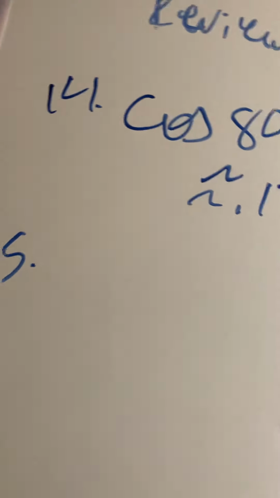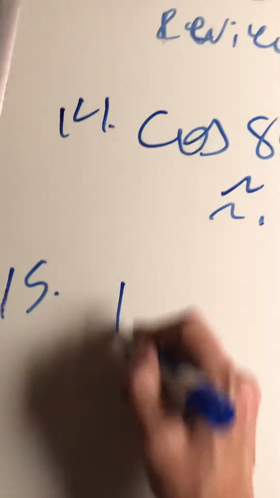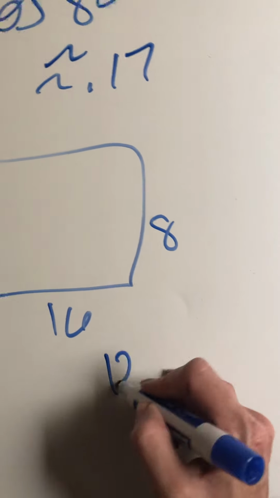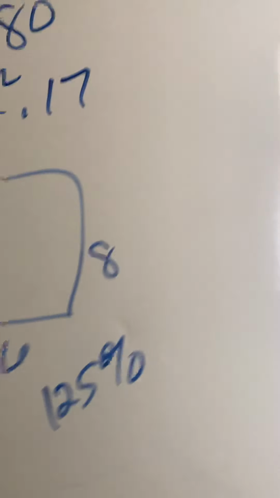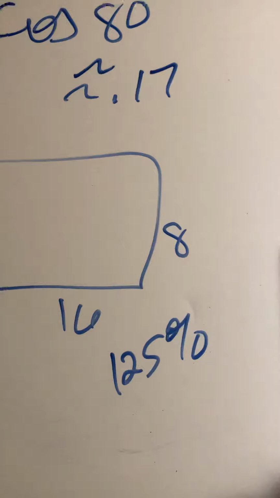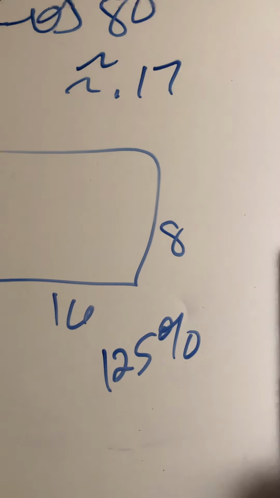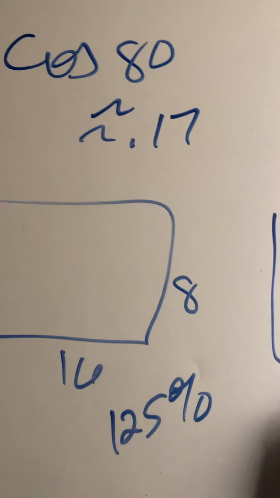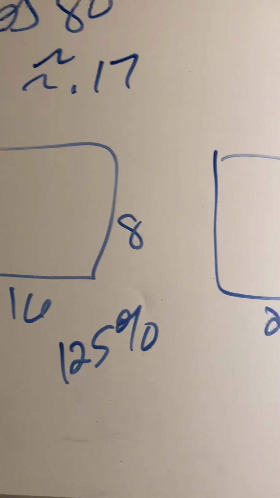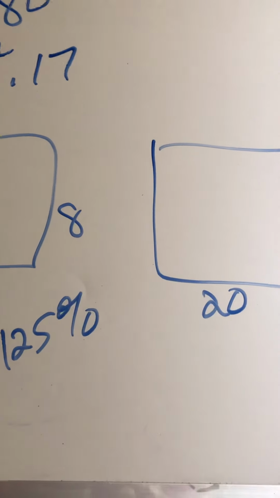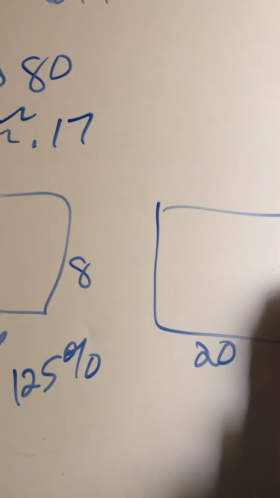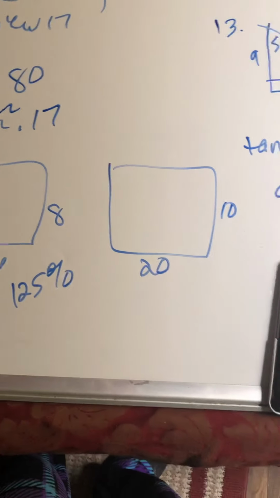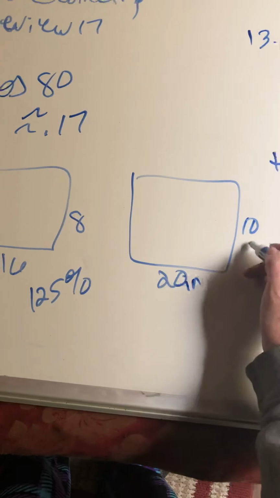Number 15, making a sketch that's 16 by 8. So 16 by 8 wants to increase it 125%. So you would just do 16 times 1.25 and get 20. So on the new one, this is 20. And then 8 times 1.25, and you get 10. Okay, so those are the new dimensions, which it asks for that, and it's got to be inches on that.